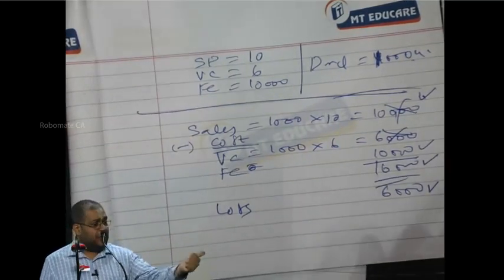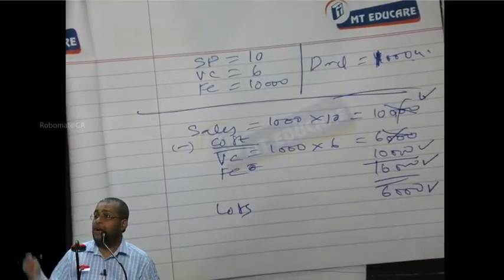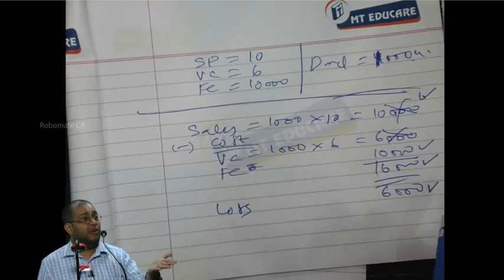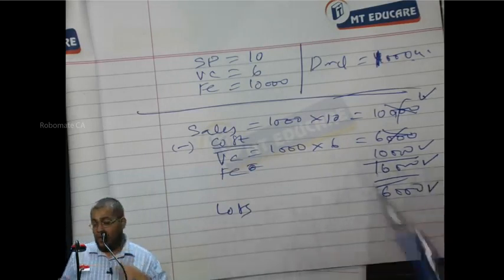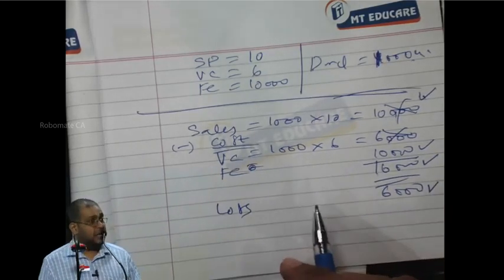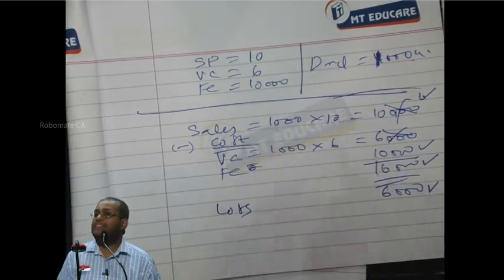Yes or no? If I close the factory, my loss is what? 10,000. If I keep it open, the loss is only what? 6,000. Which is better here? 10,000 loss or 6,000 loss? What loss better? 6,000. Now, I am able to make that decision only because I am classifying the cost as what? Variable and fixed. Yes or no?